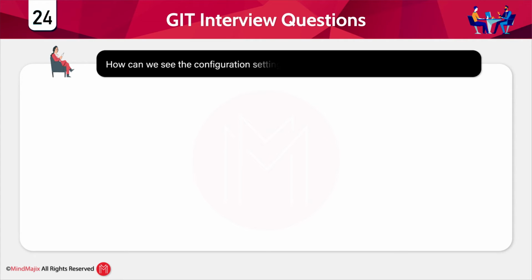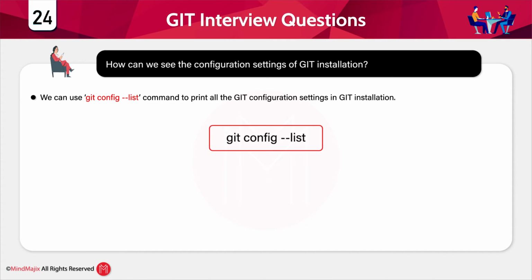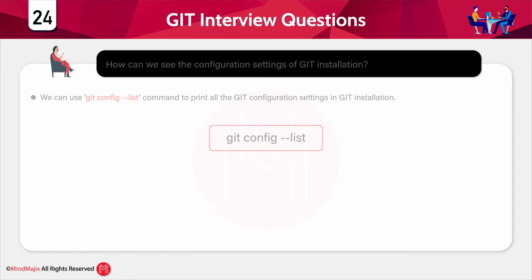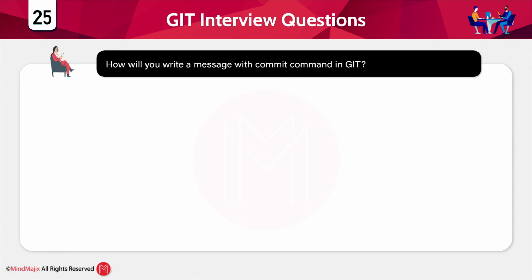See, how can we see the configuration settings of a Git installation? Git config --list. It lists out all the configured information, guys: how the username is configured, with what email, with what URL the remote repository is configured with the local repository, and which merge tool is configured. Git config --list.